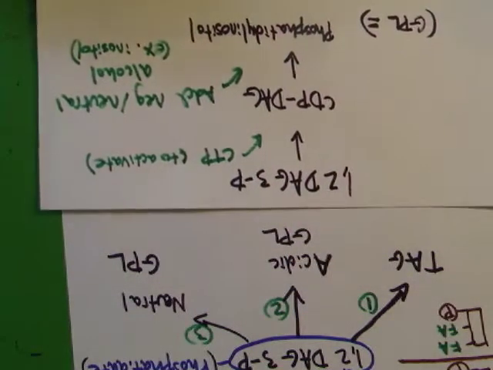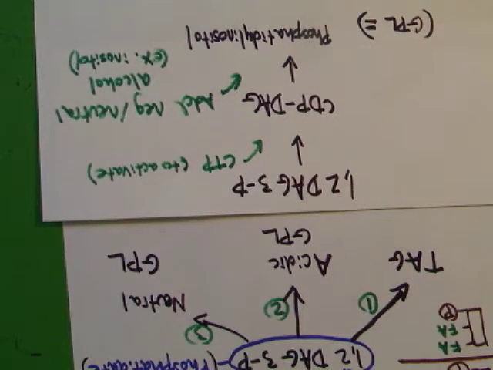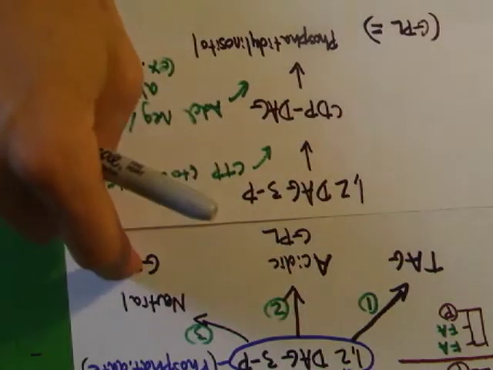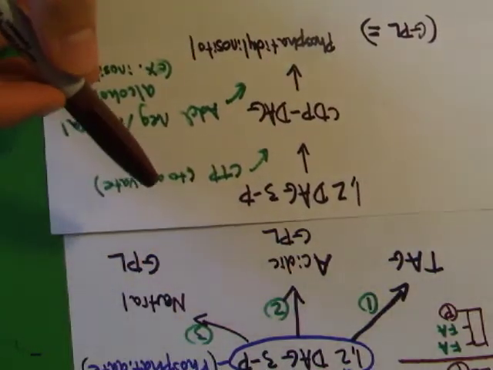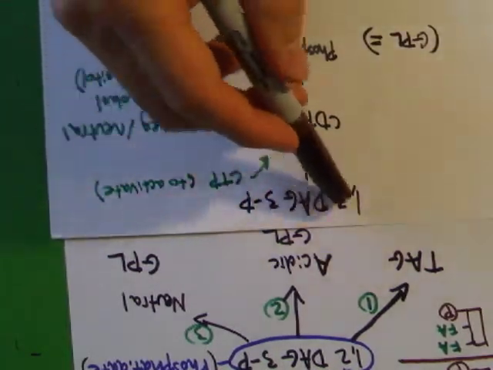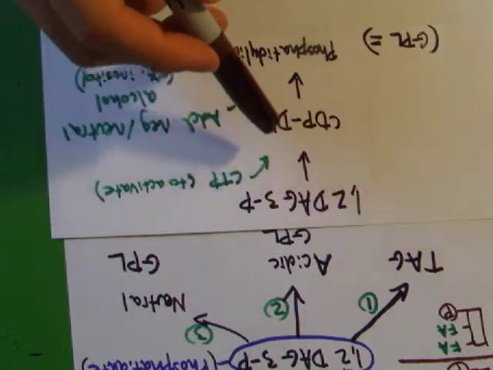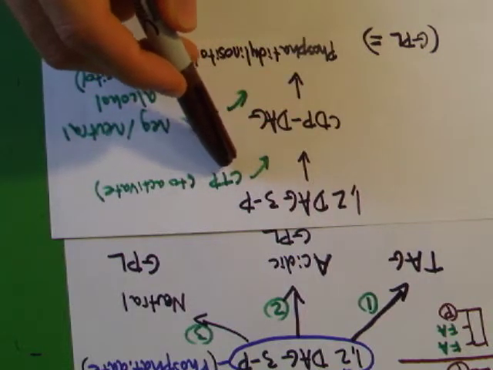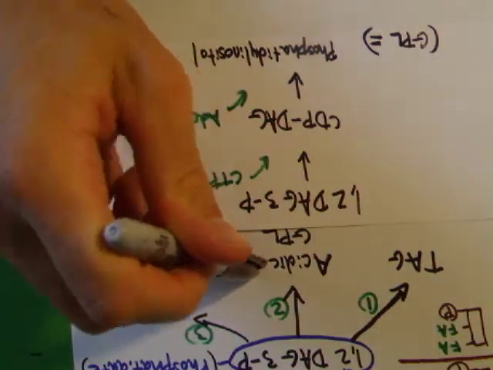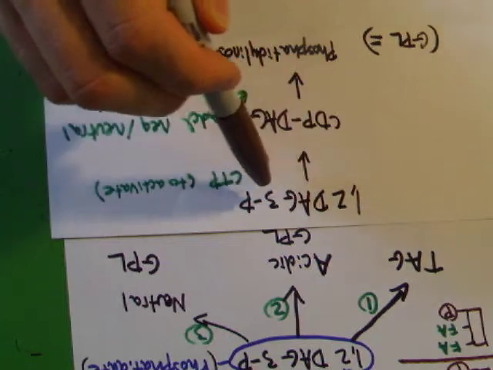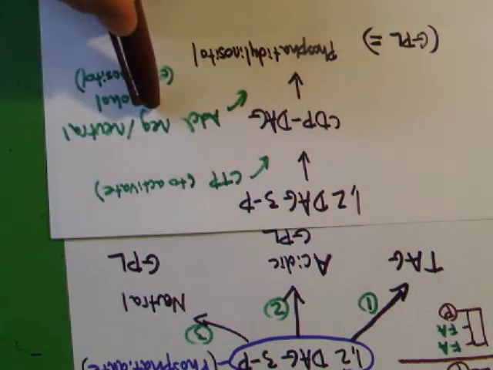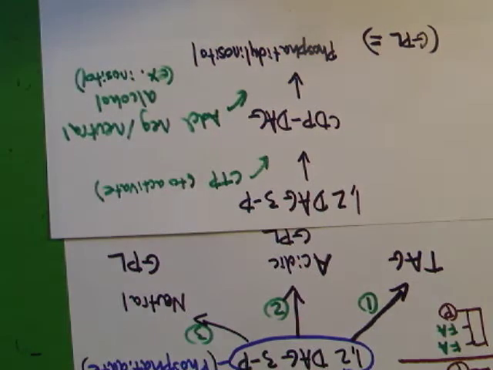Most of the alcohols are neutral or negatively charged. There are only 2 that are positively charged, which we'll talk about over here. So to make an acidic glycerol phospholipid, you're going to start with your 1,2-DAG-3P again. You're going to activate it with CTP. The important thing to know is if you're making an acidic GPL, you activate the 1,2-DAG-3P. Once that's activated, you can add a negative or a neutral alcohol.